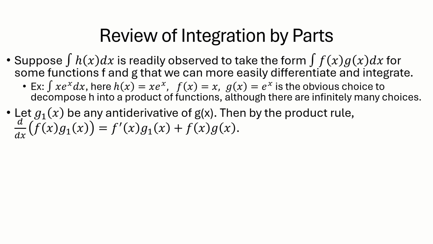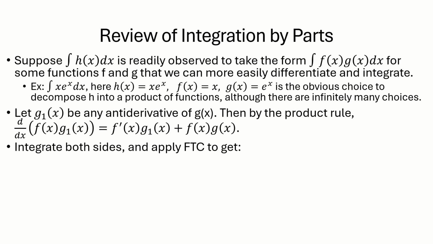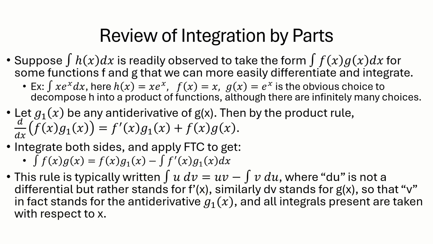This identity is the foundation of the integration by parts method. Integrate both sides and apply the fundamental theorem of calculus to get the following. This rule is typically written the integral of u dv equals uv minus the integral of v du, where du is not a differential, but instead stands for f prime of x, and dv is not a differential, but instead stands for g of x, so that v stands for the antiderivative g sub 1 of x, and all integrals present are taken with respect to x. That is the integration by parts method.